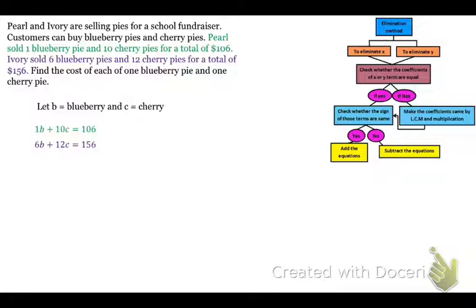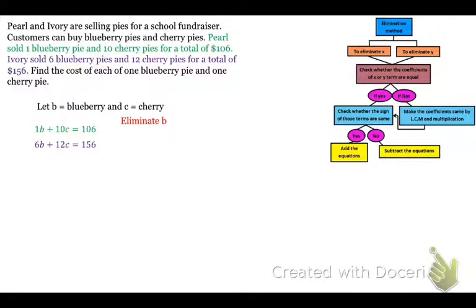Okay, and now we need to figure out which variable to eliminate. So I put this little chart over here. With the elimination method, we want to know whether to eliminate X or Y. Well, in this case, it's B's and C's, so let's just say B or C. First, you check, are any of them equal? We have 1B and 6B, that's not equal. 10C and 12C, not equal. So no, they're not, but we have to make them the same by finding the least common multiple and using multiplication. So in this case, let's eliminate B's.